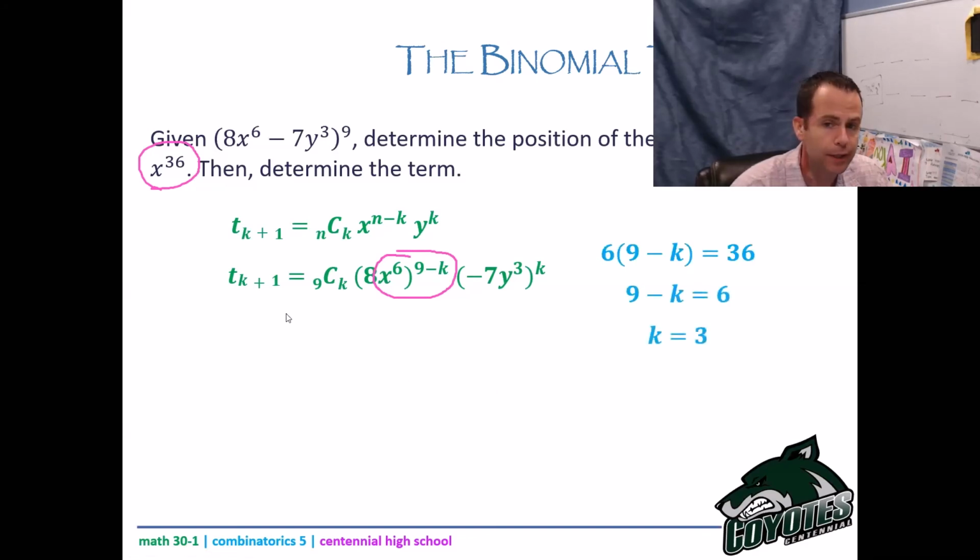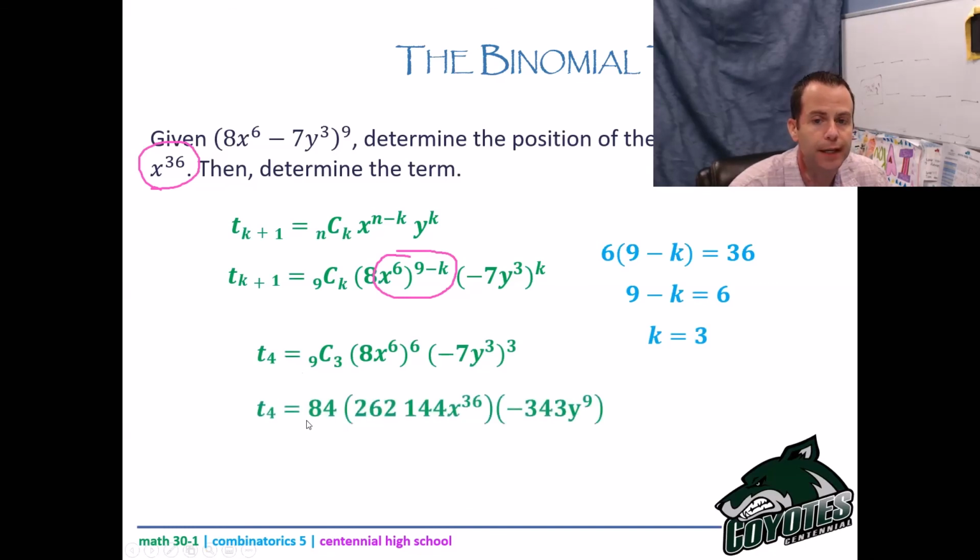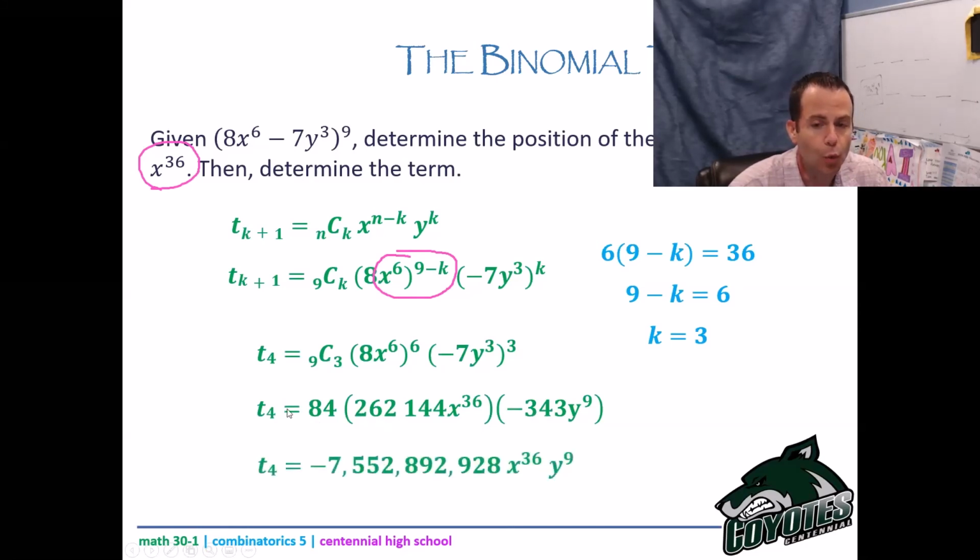Okay, so now that I know k is 3, I go back and plug it in. And I just do the math for everything. Remember that this 6 here has to apply to the 8 as well. So 9 choose 3 ends up being 84. 8 to the 6 is 262,144. Negative 7 to the 3 is negative 343. And then y to the 3 is y to the 9. Now, I multiply the numbers together, and that's going to give me a whopping number, negative 7,552,892,928 x^36 y^9.